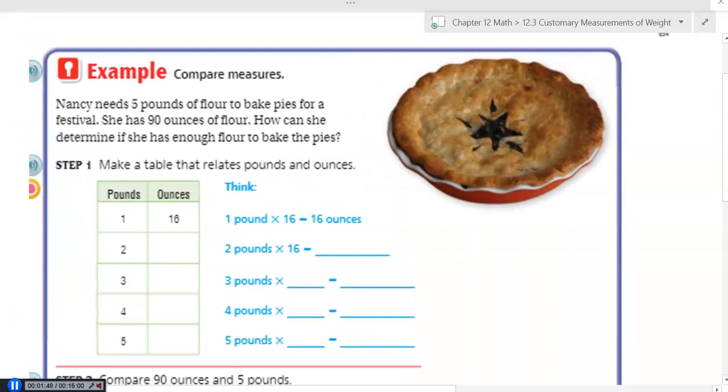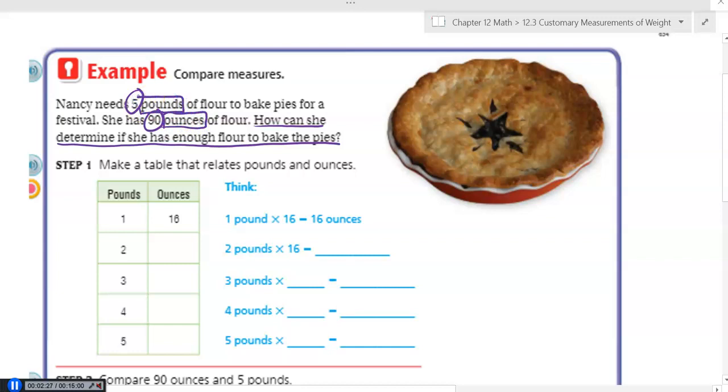So Nancy needs 5 pounds of flour to bake pies for a festival. She has 90 ounces of flour. How can she determine if she has enough flour to bake the pies? Well, let's circle the numbers. We've got 5 pounds and 90 ounces. And then if I underline our question, how can she determine if she has enough flour to bake pies? So I'm comparing 5 pounds and 90 ounces. I'm going to put a box around those keywords, which are my units, pounds and ounces.